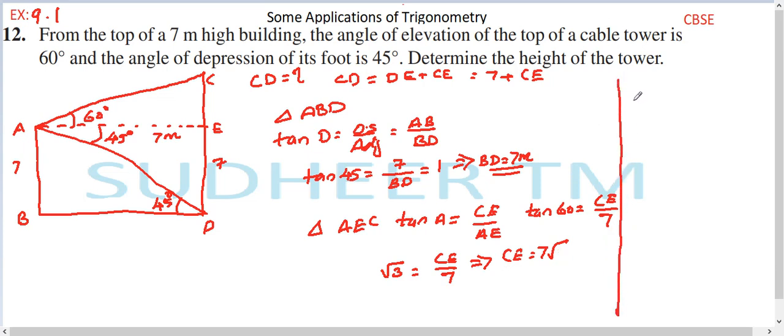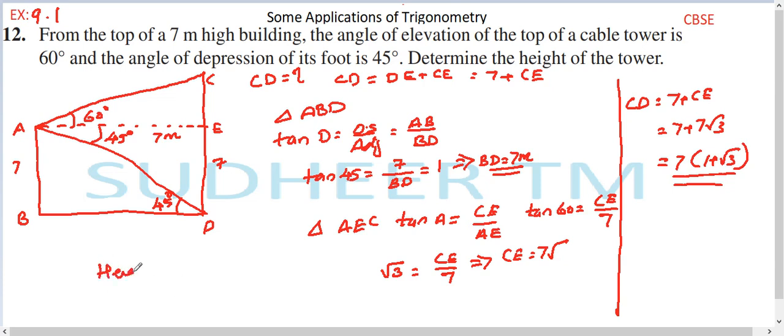Tower height is equal to CD, 7 plus CE, which is equal to 7 plus 7 root 3, which is equal to 7 into (1 plus root 3). So the height of the tower is equal to 7 into (1 plus root 3).